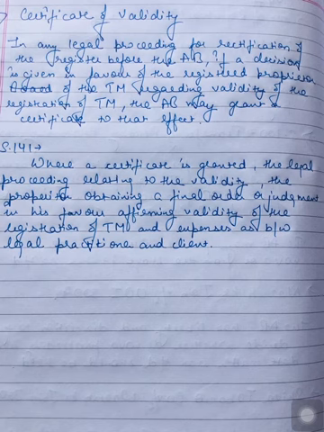In Section 141, where a certificate is granted, the legal proceeding relates to the validity, and the proprietor obtaining a final order or judgment in its favor, affirming the validity of the registration of the trademark, is entitled to expenses as between legal practitioner and client.